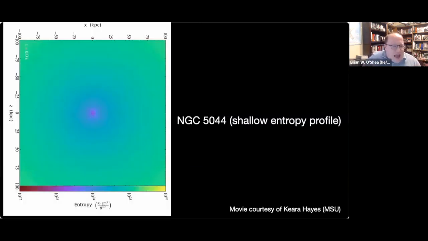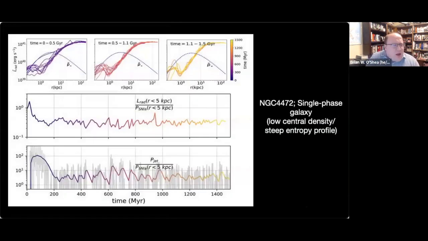And then if we have a galaxy, and so this is the same color scale, same physical size, but this is that galaxy that I was talking about that has a shallower entropy profile, so a lot more gas around to feed the black hole. And what we're seeing is a much more active supermassive black hole. Looking at this more quantitatively, I appreciate I don't have a ton of time to get into it.